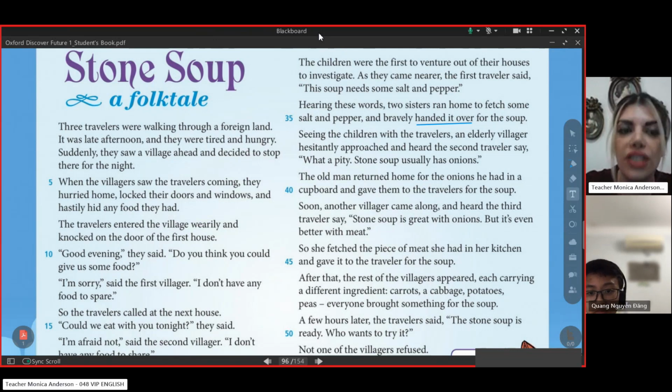So, of course, this is a folk tale, so you can't expect something easy.